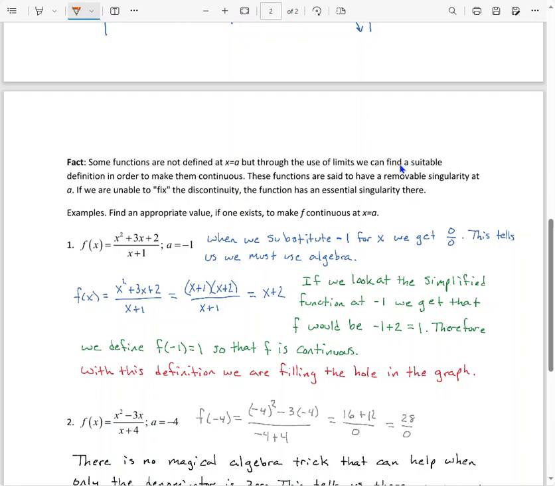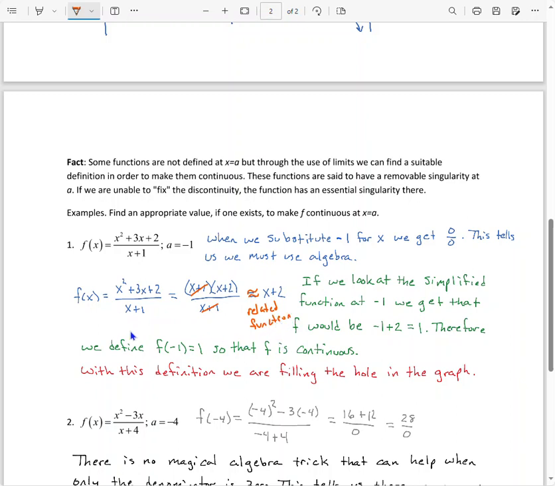So we take our function x squared plus 3x plus 2 in the numerator divided by x plus 1, and we factor our numerator. X squared plus 3x plus 2 factors into x times x, 2 times 1, and 2 plus 1 will give us the 3x. Notice here, the x plus 1s will cancel out. And what we get is actually approximately x plus 2. This is a related function.